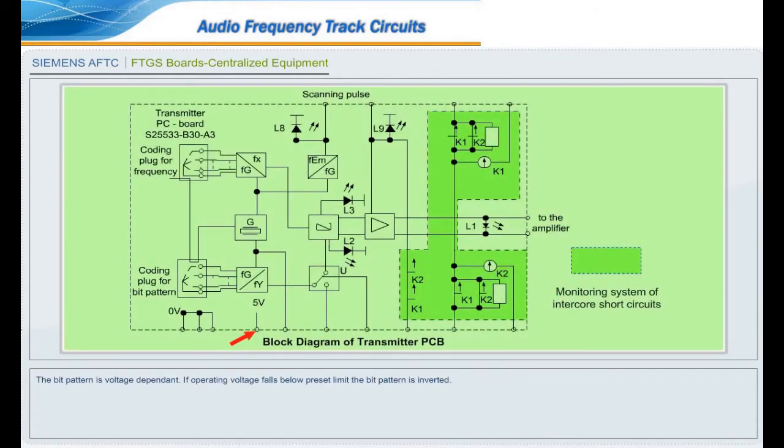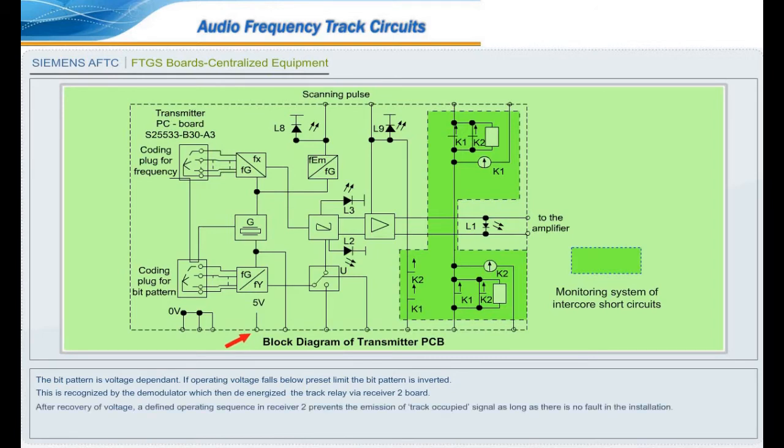The bit pattern is voltage dependent. If operating voltage falls below preset limit, the bit pattern is inverted. This is recognized by the demodulator, which then de-energizes the track relay via receiver to board. After recovery of voltage, a defined operating sequence in receiver 2 prevents the emission of track occupied signal as long as there is no fault in the installation.